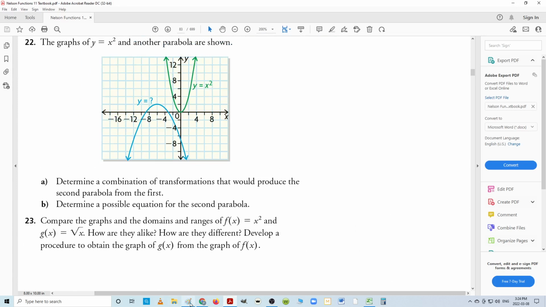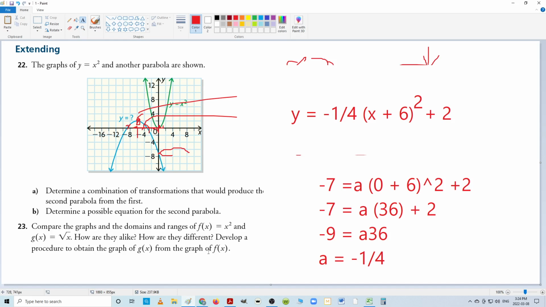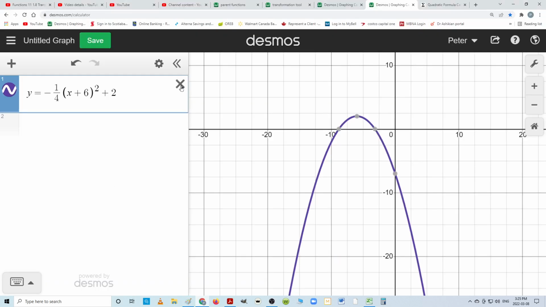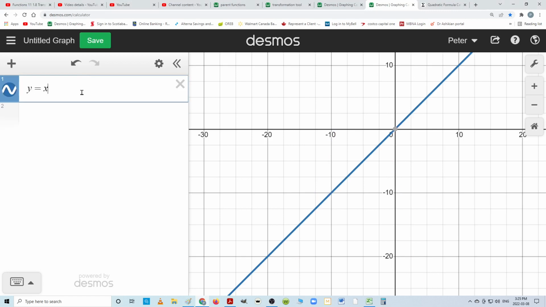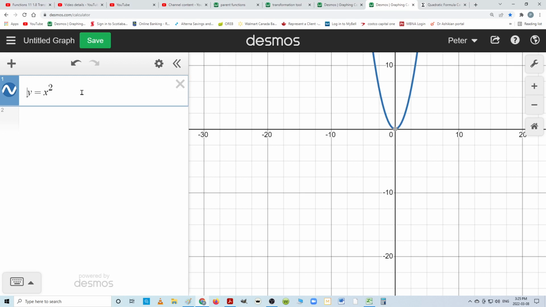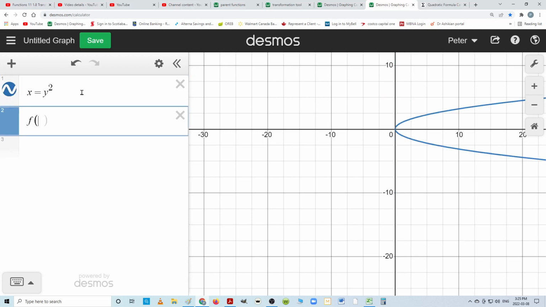Compare the graphs and domains of this and this. How are they alike? How are they different? Develop a procedure to obtain the graph of g of x from the graph of f of x. Well, they're inverse. So whenever you want to do an inverse, here's f of x, or let's just say y is equal to x squared. Swap the x's and the y's. There's the actual inverse. Here's the square root function. You can see the square root function is just the top half of the inverse.